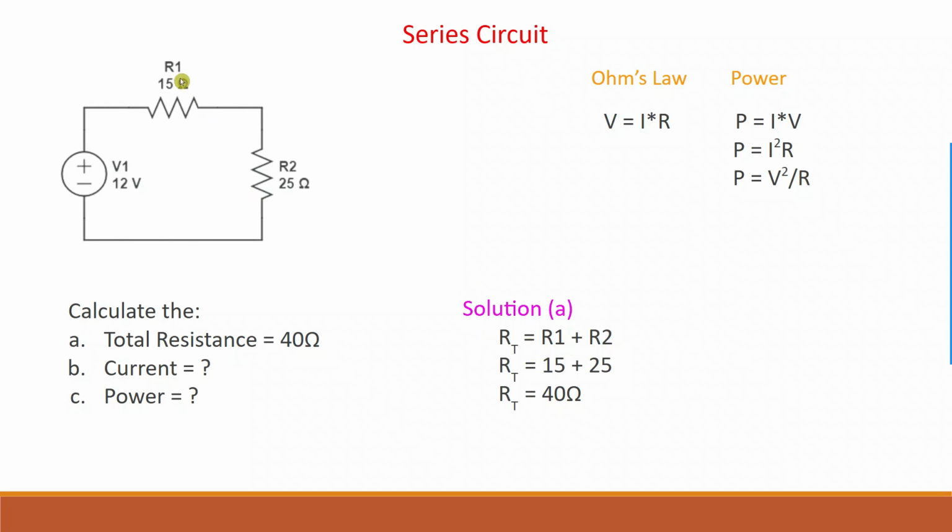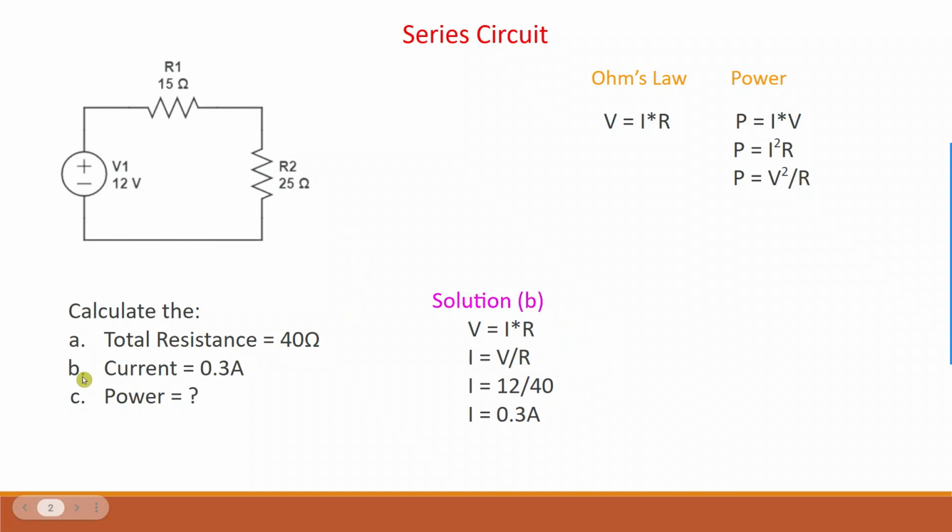What is the value of R1? 15 ohm. What is the value of R2? 25 ohm. So R1 equal to 15 and R2 equal to 25. So 15 plus 25 equal to 40 ohm. Now we have found the total resistance of the circuit. It is 40 ohm. You have to remember that in a series circuit the total resistance will be R1 and R2, means you have to add all the R values. So this is for the series circuit.